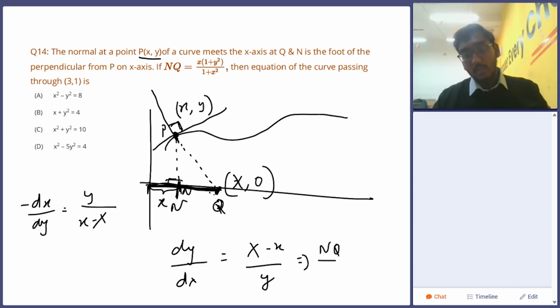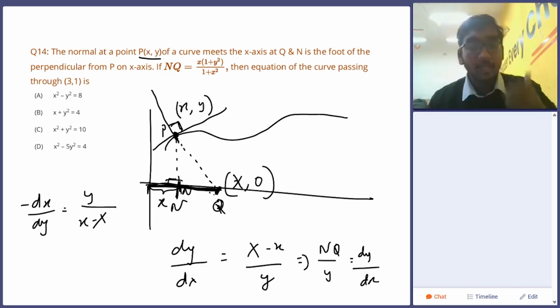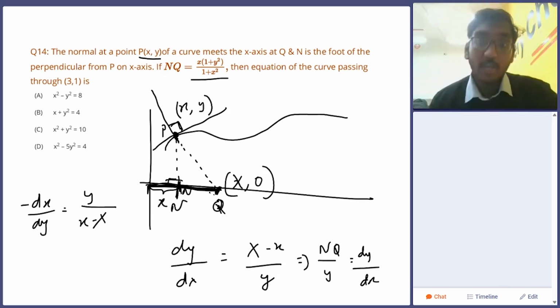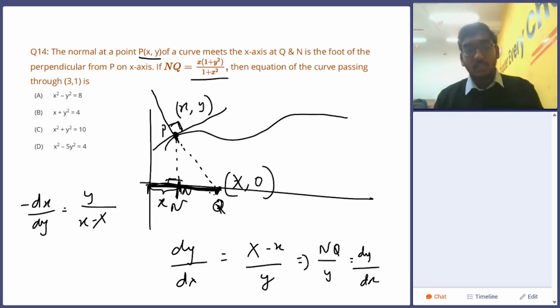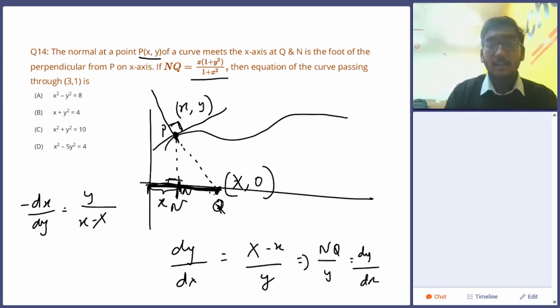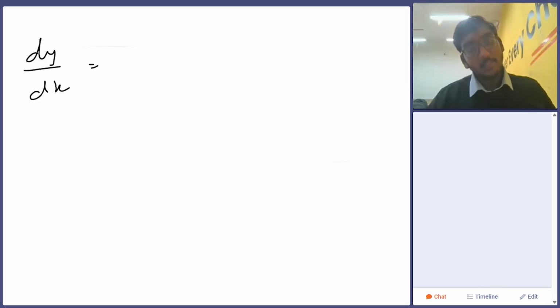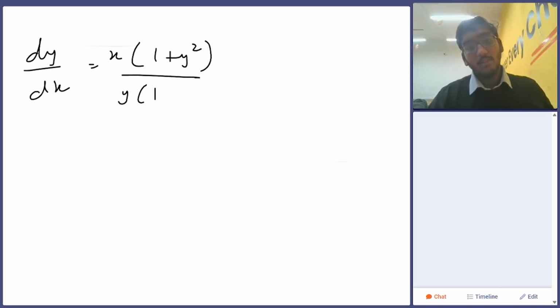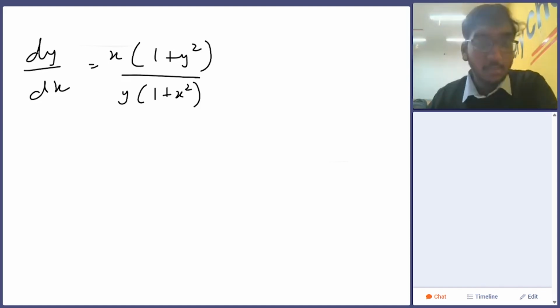NQ divided by y equal to dy by dx, okay? What is NQ given to be? x times 1 plus y square divided by 1 plus x square. That is the value of NQ given in the question, okay? So what will be the expression for dy by dx? It will be x into 1 plus y square divided by y into 1 plus x square, okay? So now you separate the variables, okay?